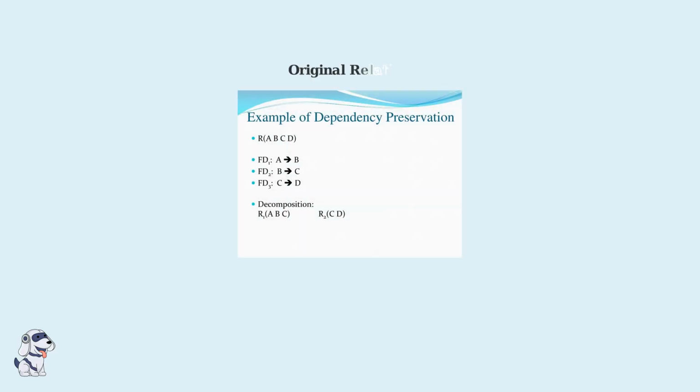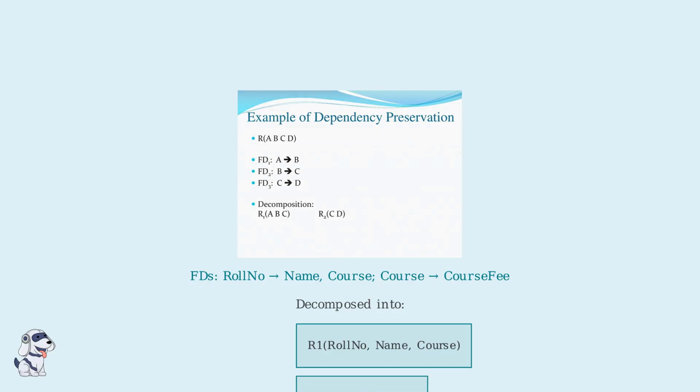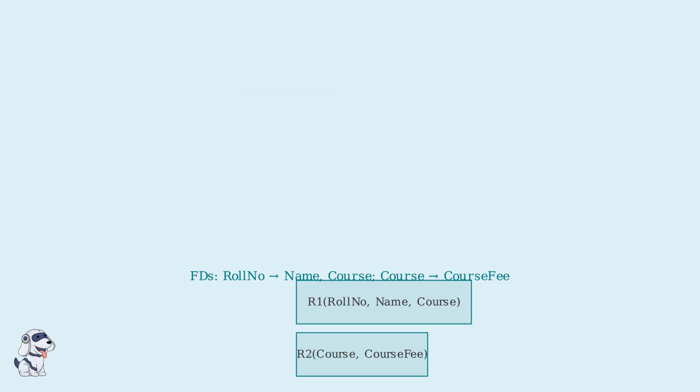Suppose the original functional dependencies are role-no determines name and course determines course fee. We decompose the relation into two smaller relations, R1 containing role-no, name, and course, and R2 containing course and course fee. The functional dependencies are split between the two relations but fully preserved. R1 maintains the dependency role-no to name and course, while R2 maintains the dependency course to course fee. This means all original dependencies remain enforceable within the decomposed structure without any loss.